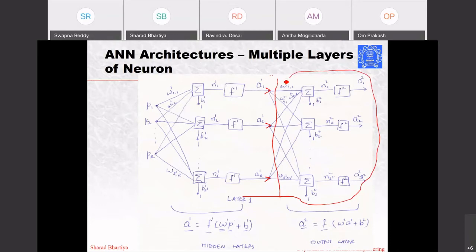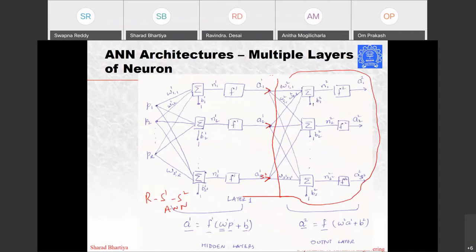All right, and so I can say that this should have been S. Okay, so I can call this S1. So this is R inputs, S1 neurons in the first layer, S2 neurons in the second layer. So this is an R, S1, S2 ANN. Okay, and the operation of the second layer is exactly the same as the operation in the first layer. So now you can imagine that very easily you can build a number of layers.